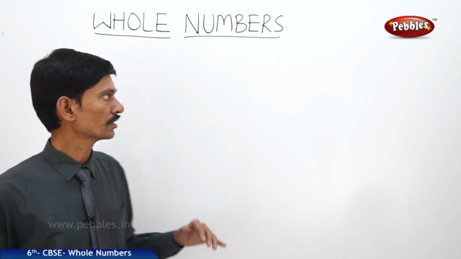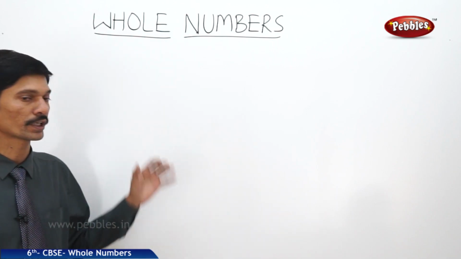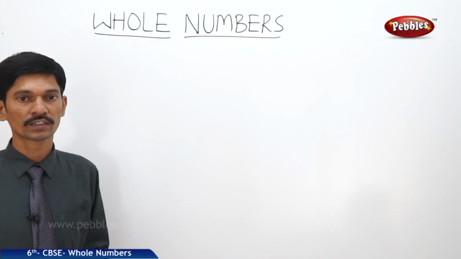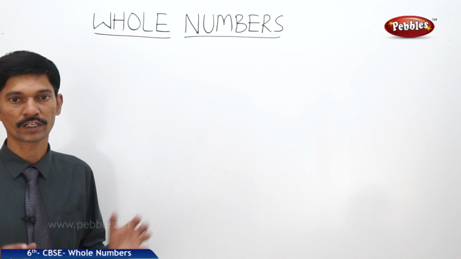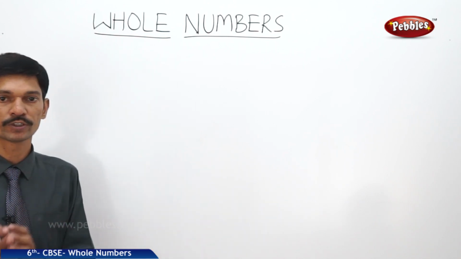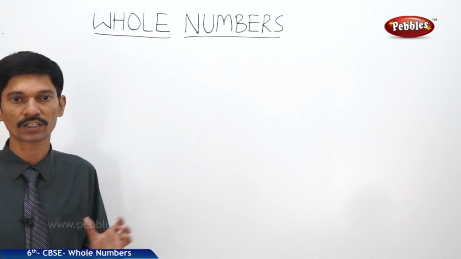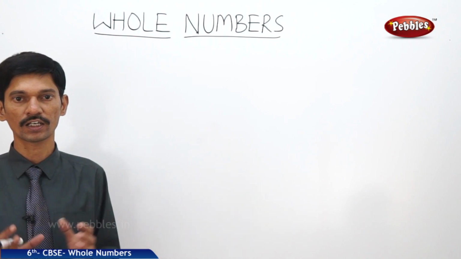Now let us start the whole numbers chapter. So first, before going to learn whole numbers, let us recall our knowledge in the set of natural numbers. So then what are the natural numbers? The numbers which we use to count the things are called natural numbers. These numbers are also called counting numbers or natural numbers.